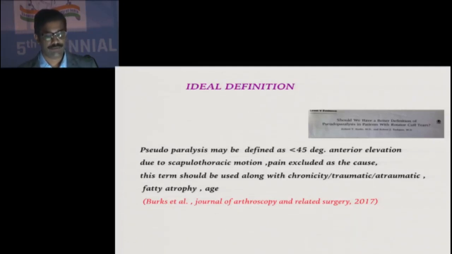Probably the ideal definition has been suggested by Burks et al. in their article in 2017. Pseudoparalysis may be defined as less than 45 degree anterior elevation, because this 45 degree elevation could be from the scapulothoracic joint, not from the glenohumeral joint. That means the glenohumeral joint is dysfunctional, but the patient can still do some 30-40 degree elevation from the scapulothoracic joint. It's a trick movement kind of thing. Pain excluded as the cause. That means this paralysis is not because of pain, and this term should be used along with a description of the chronicity of the condition, traumatic or atraumatic nature, and fatty atrophy of the muscles, which will give us a better idea to have a proper diagnosis and to plan a proper treatment for these kinds of patients.